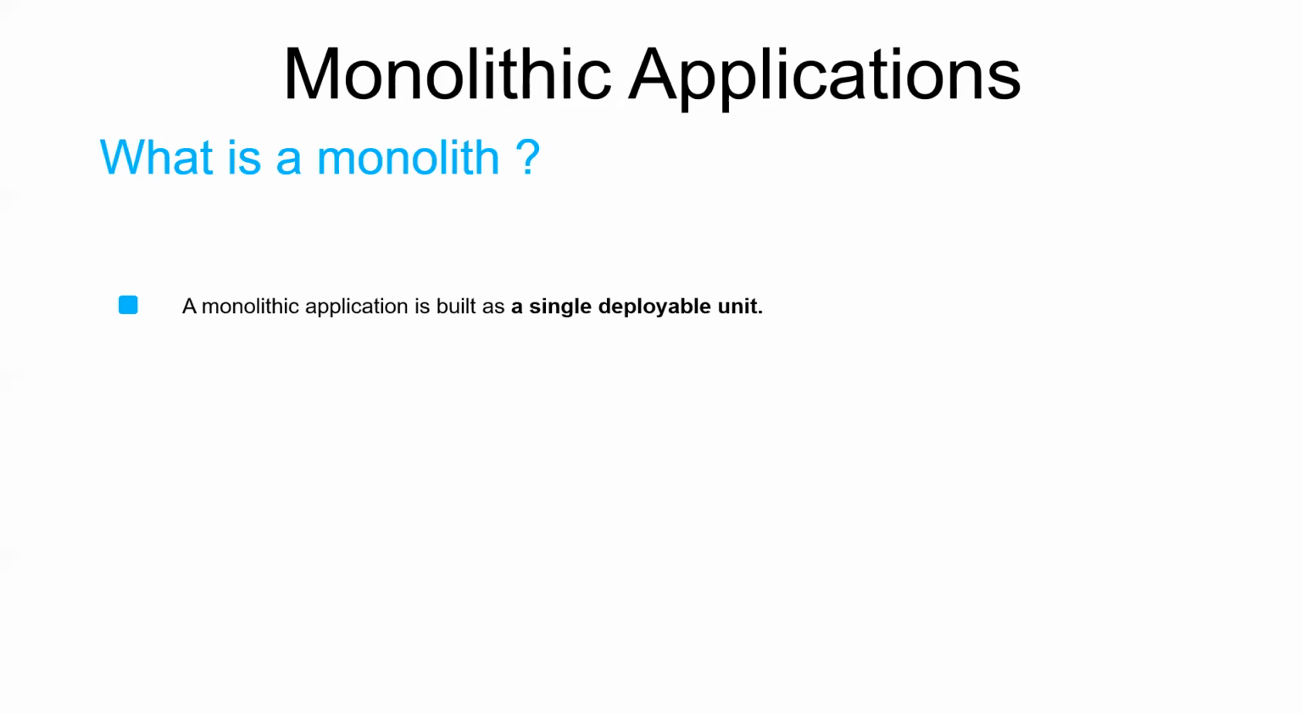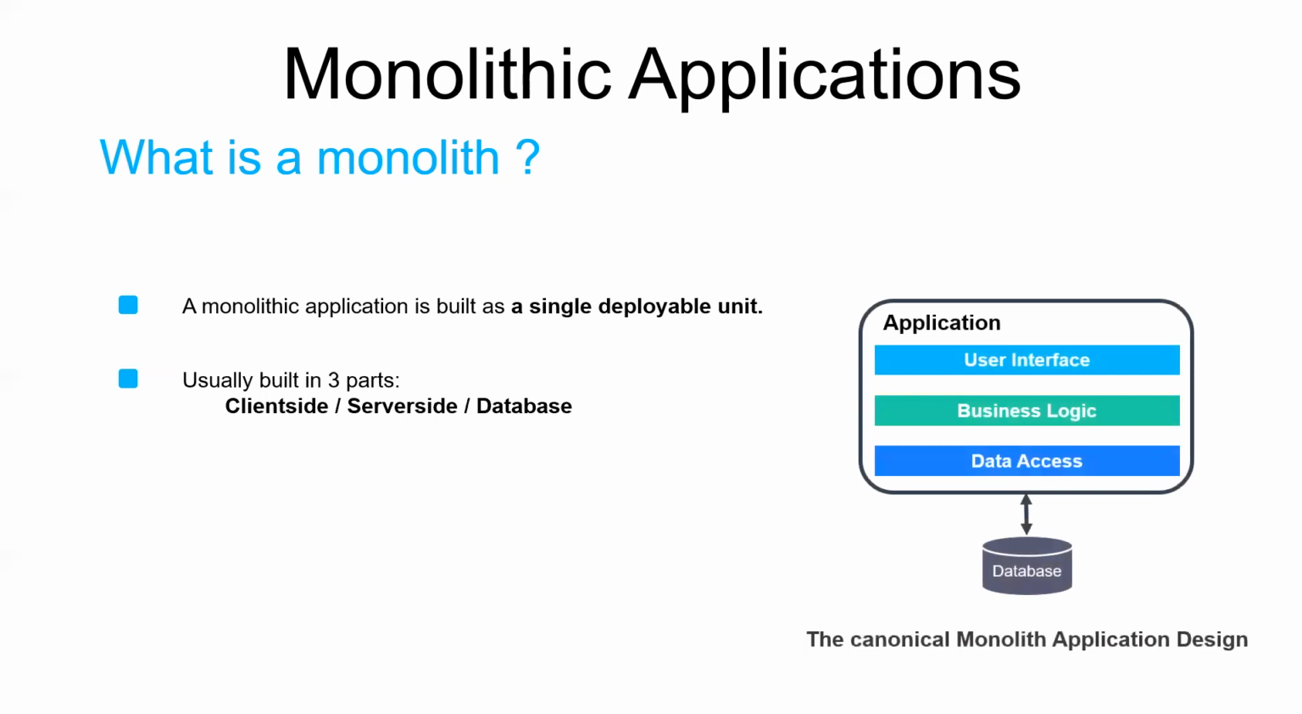And since the monoliths are using a client-server architecture, they are usually built in three parts: the client side, or what we call also the front end, the server side or the back end, and the database. A typical monolith will follow an internal architecture, which could be, for example, the layered architecture. And this last is mainly composed of the data access layer, which is responsible of the connection to the database, the business logic layer, in which we implement all the business logic of the application, and the user interface layer, responsible for handling all user interface and browser communication logic.